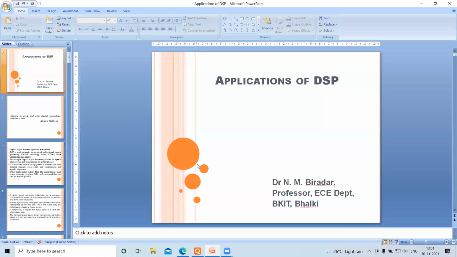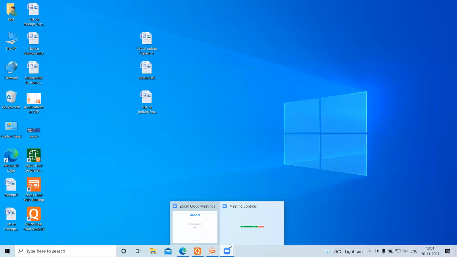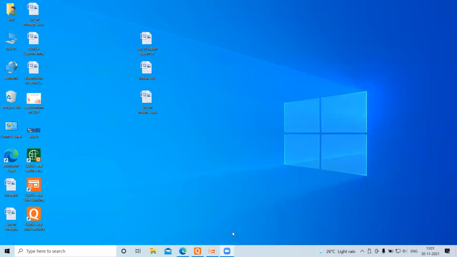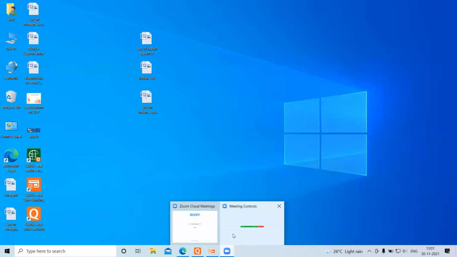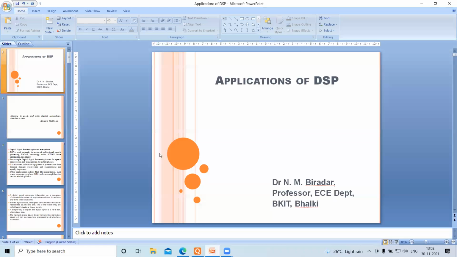Our today's guest speaker is Dr. N.M. Biradar, Principal, BKIT Bhalki. He has completed his PhD from IIT Roorkee in the area of biomedical image processing. His area of interest includes DSP, image processing, and biomedical image processing. He has more than 20 publications in different SCI and Scopus indexed journals and has teaching experience of more than 20 years. I request you, sir, to take charge. Over to you.